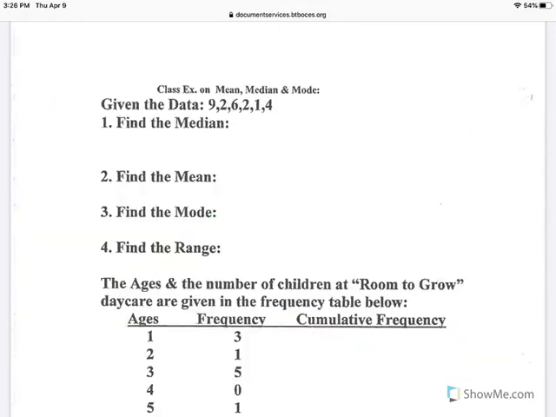Okay, here's page 4. So given the data, we have a list of numbers: 9, 2, 6, 2, 1, 4. Before we figure out the median, the mean, the mode, all that stuff, what you want to do first is rewrite the data in ascending order from lowest to highest. So you should have 1, 2, 2, 4, 6, and 9. And once these numbers are in order, we can find the median.